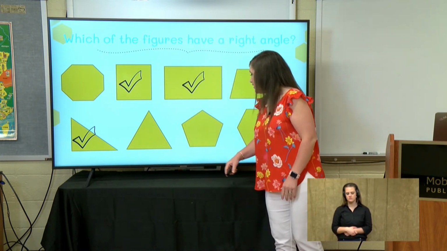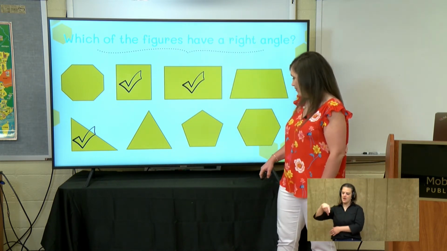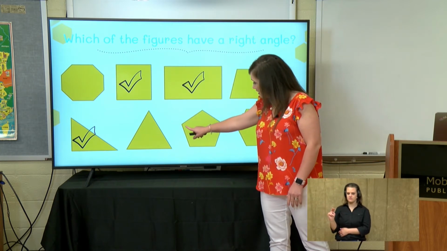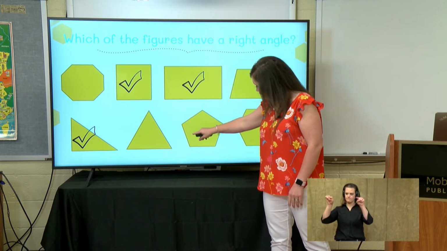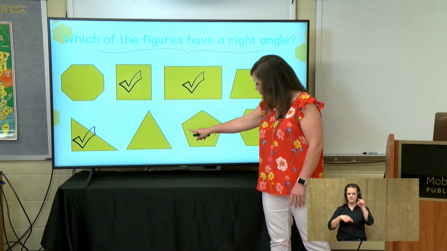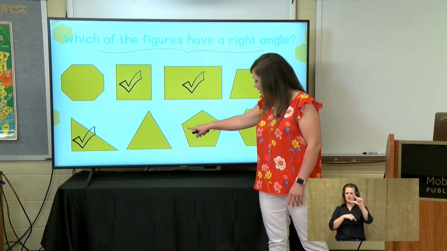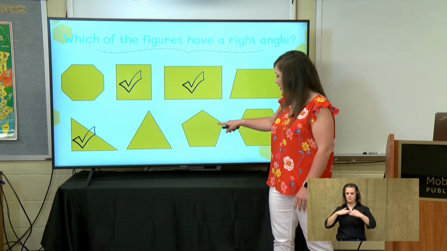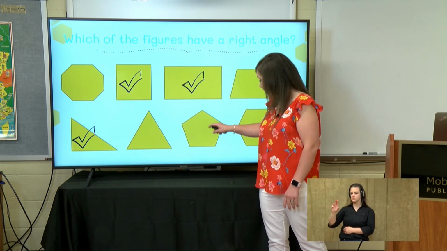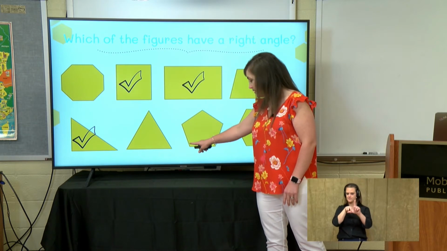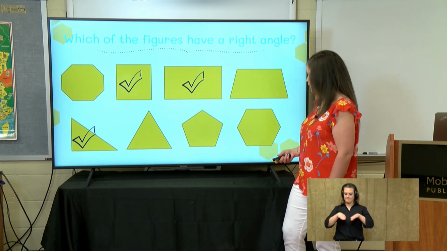All right, let's look at this pentagon. Let's look at this angle. Could we fit a perfect square in it? It's actually a little bit bigger than 90 degrees, so it would be an obtuse angle, not a right angle right there, as are the bottom angles as well.